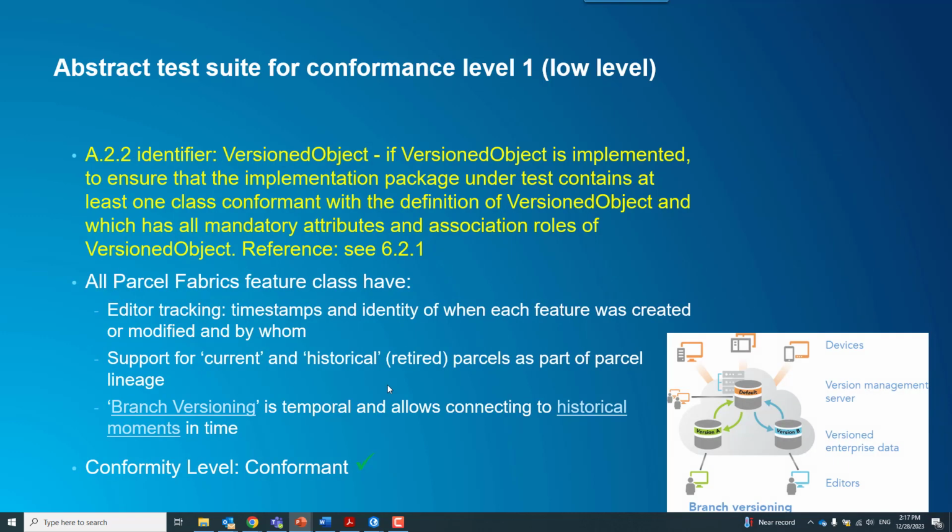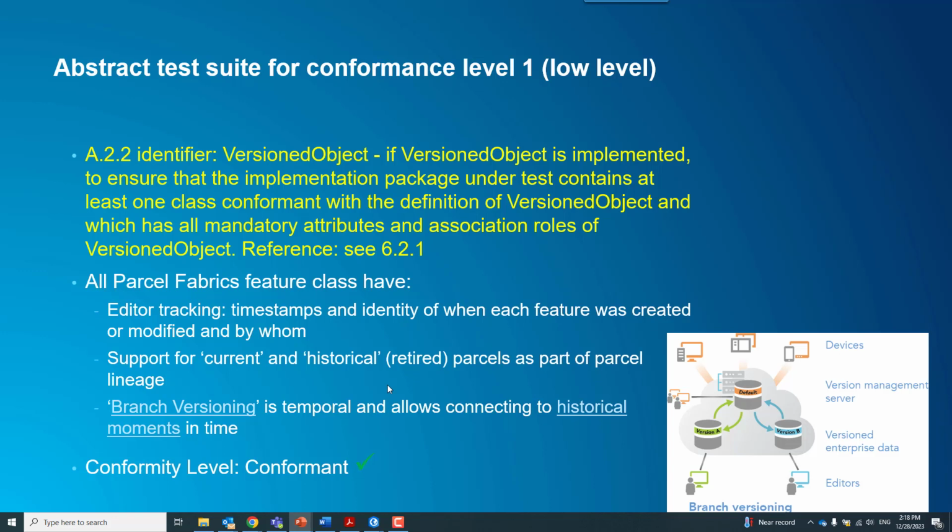If version object is implemented, ensure that the implementation package under test contains at least one class conformant with the definition of version object and which has all the mandatory attributes and association rules for version object. As we talked about before, we have all of that and much more.